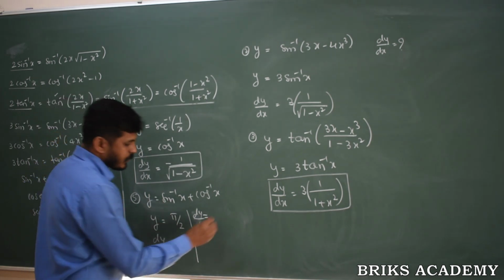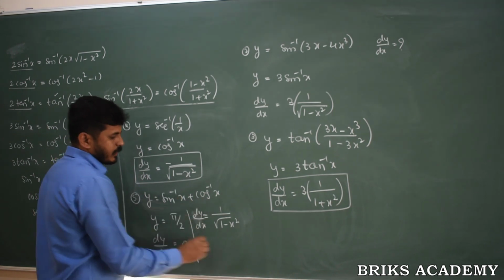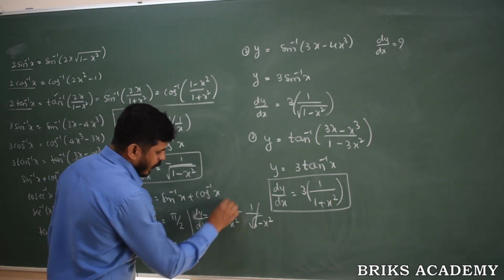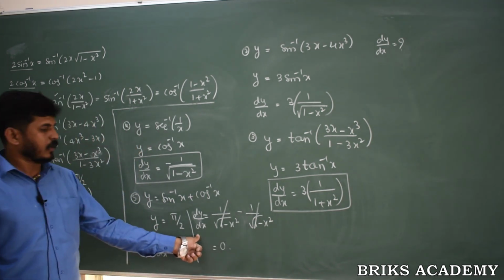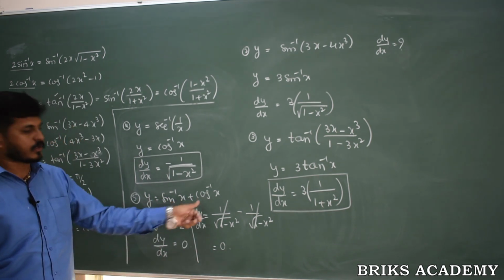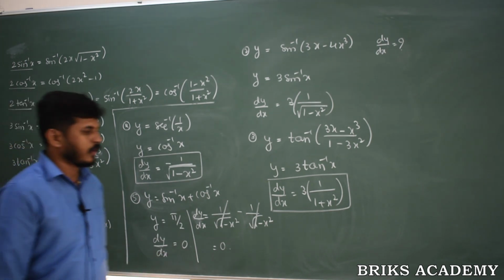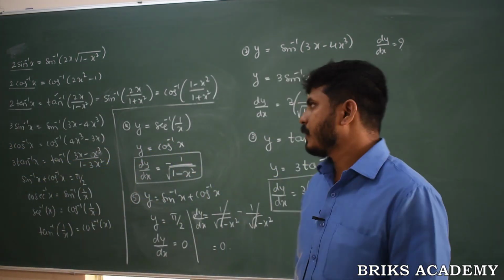That is, dy by dx is equal to, you did like this. Sin inverse x differentiation is 1 by root of 1 minus x square. Cos inverse x differentiation is minus 1 by root of 1 minus x square. You cancelled it. It is equal to 0. Like this you did in the first exercise. Now you are doing it by using inverse trigonometry. Sin inverse x plus cos inverse x is pi by 2. Pi by 2 differentiation is 0 because it is a constant. That completes inverse trigonometric differentiation by using inverse trigonometry.